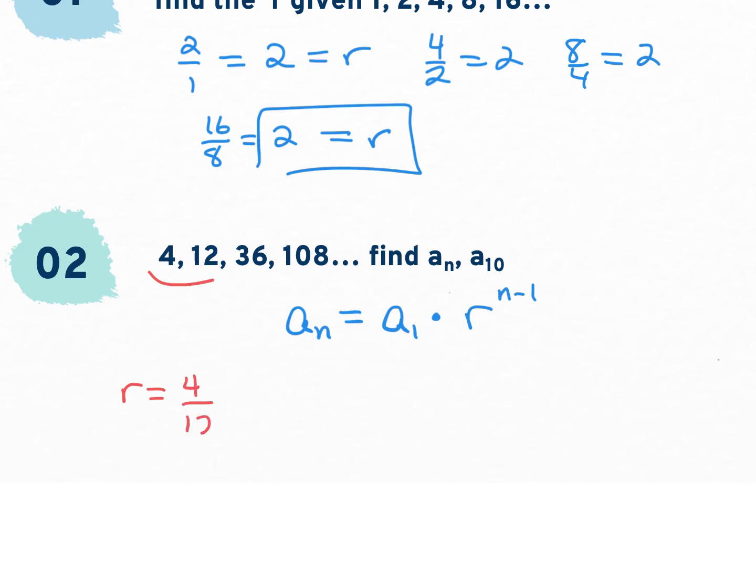4 over 12. I'm sorry, the other way around. Sorry, let me see if this will erase. 12 divided by 4. And my common ratio is going to be 3.